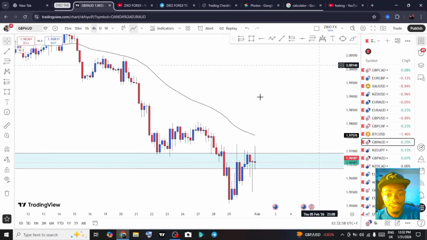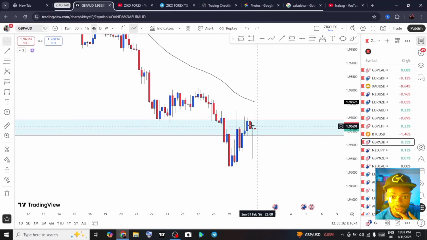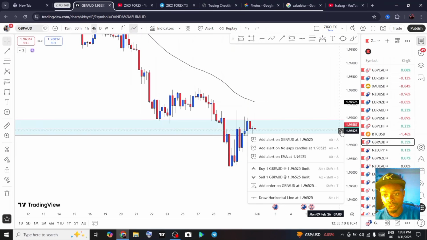And then the 4 hour time frame. 4 hour time frame right now is reacting from the area of interest. Let's see if we can get a round psychological level here. All right, so we have a round psychological level, 1.96500. So let's draw it.